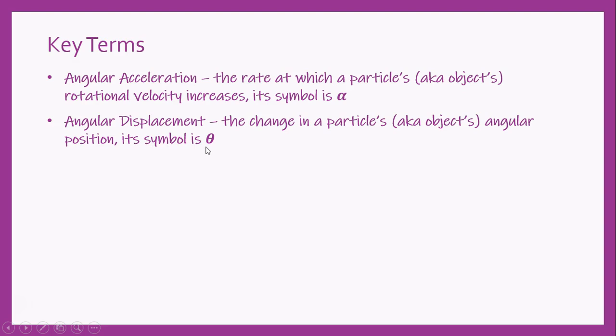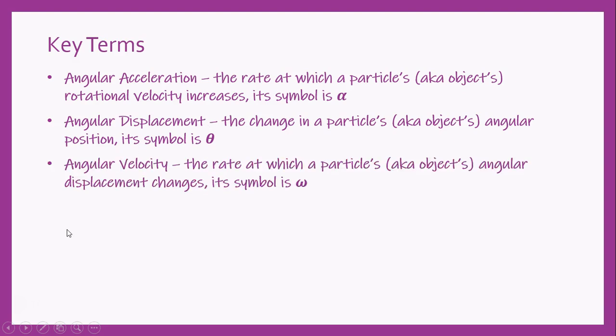Angular displacement is the change in a particle's angular position. Its symbol is theta. So it's similar to displacement in translational motion, except position is specified in rotational motion not as a distance from an origin in meters, but in a distance of radians or degrees counterclockwise from the positive x-axis. Angular velocity is the rate at which a particle's angular displacement changes. Its symbol is omega. It too is similar to translational velocity in that it's a rate at which displacement changes.